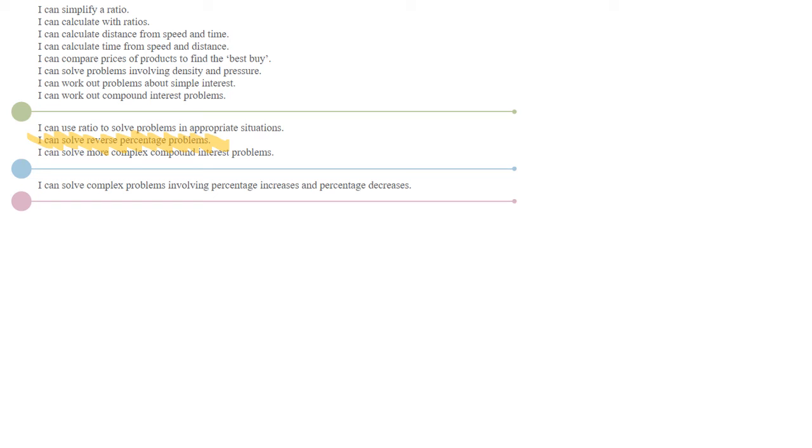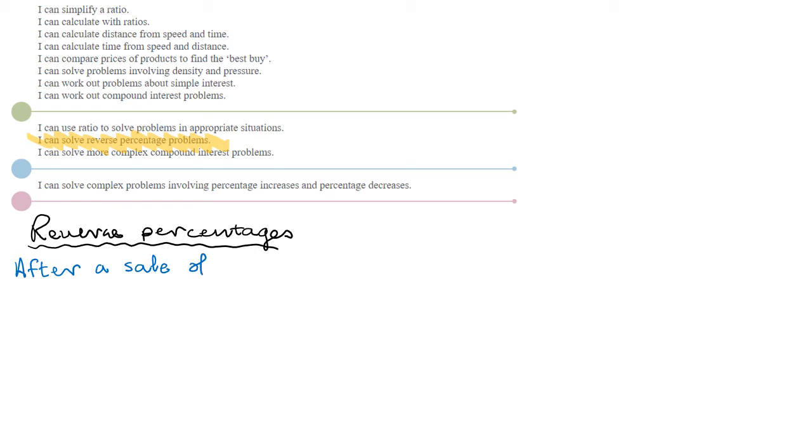And to do reverse percentage problems, there's lots of different methods to do it. You could actually use multipliers in reverse to do it, but I'm going to show you a different method. So let's say we've got this type of question. These questions are always worded the same way. So after a sale of 7% off, a pair of trousers costs £74.40, so some very expensive trousers.